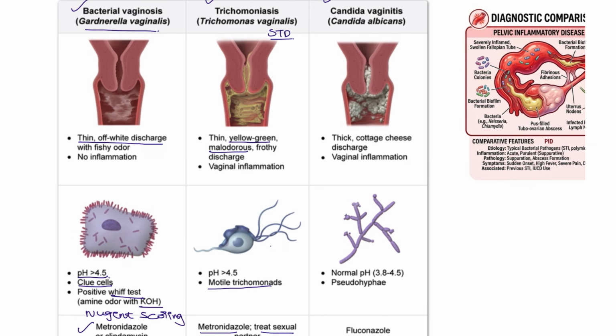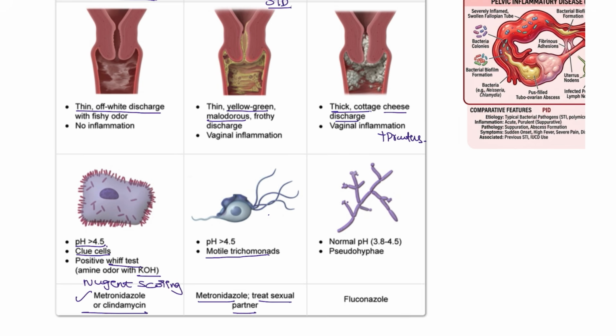Next, candidiasis. It shows a thick, whitish, cheese-like cottage cheese discharge with pruritus. The patient will have severe itching, which is uncharacteristic of trichomoniasis and bacterial vaginosis. Under the microscope, you will see pseudohyphae, and the environment is acidic, with a pH of less than 4.5.